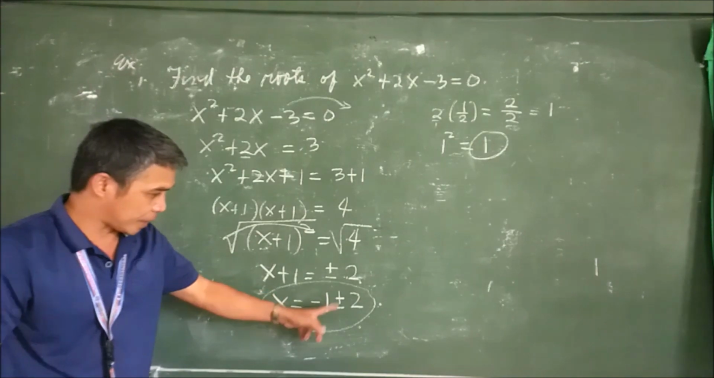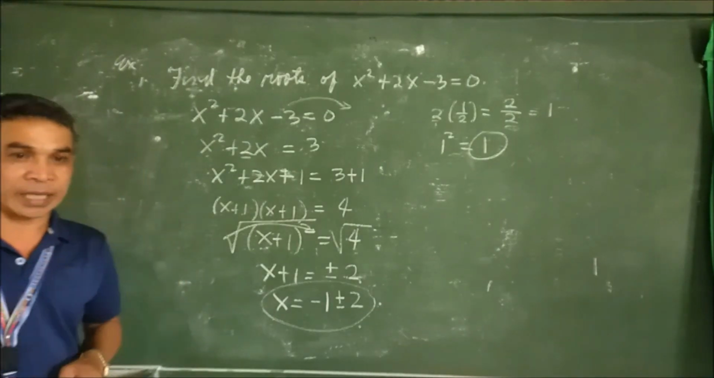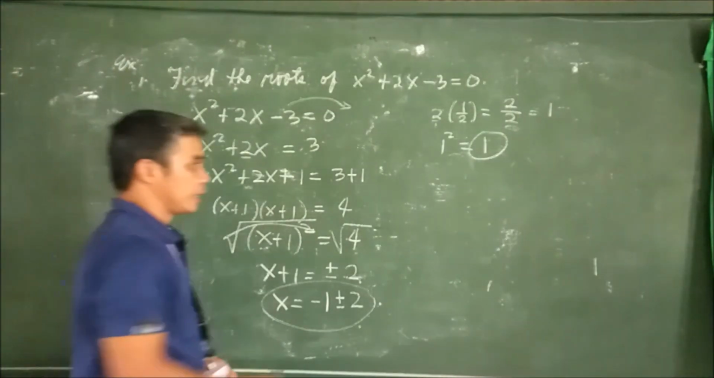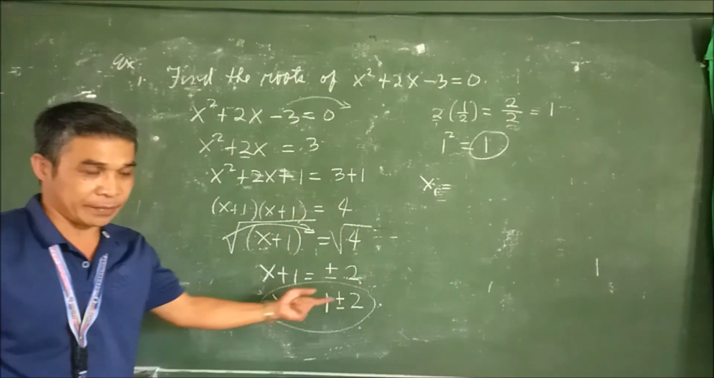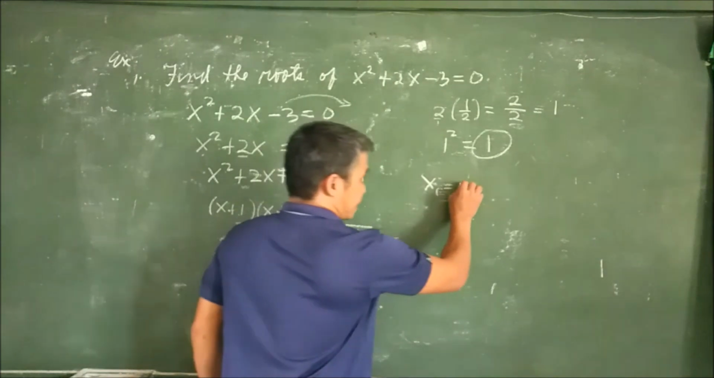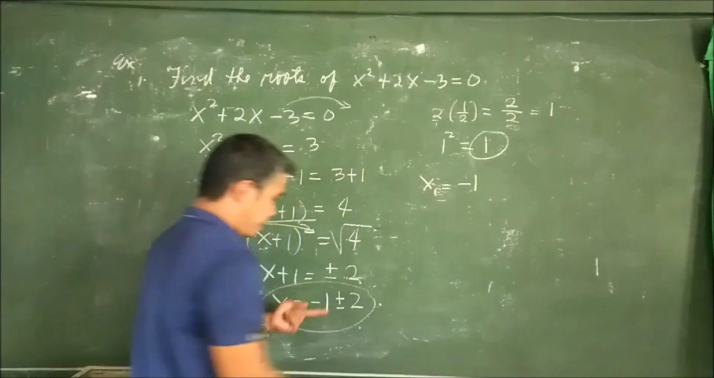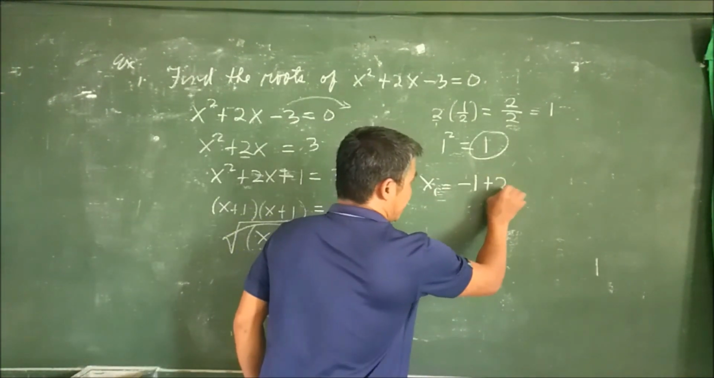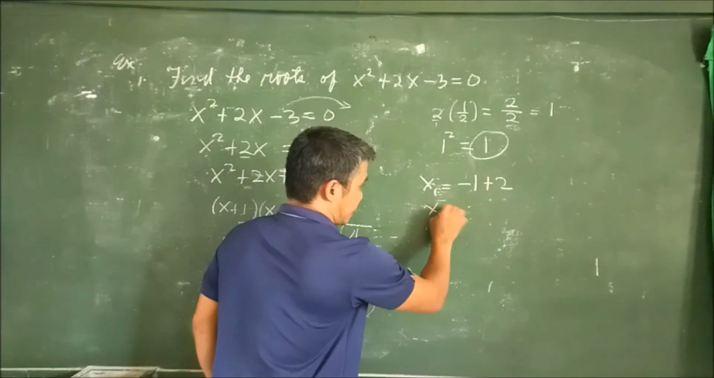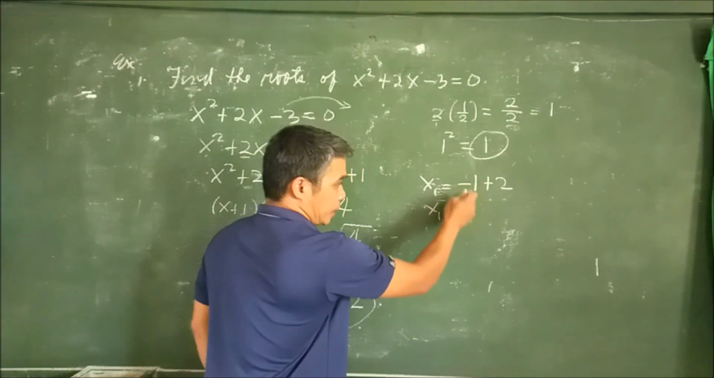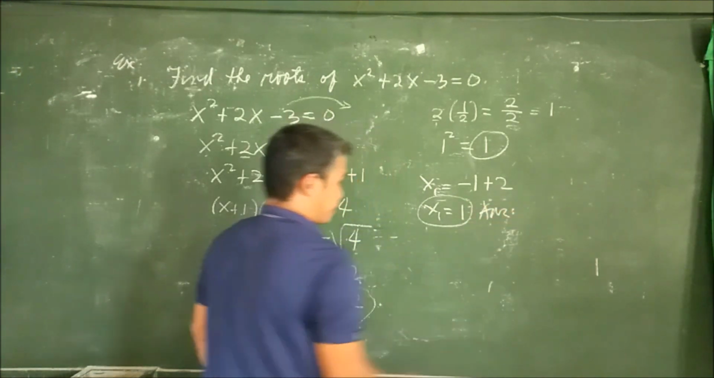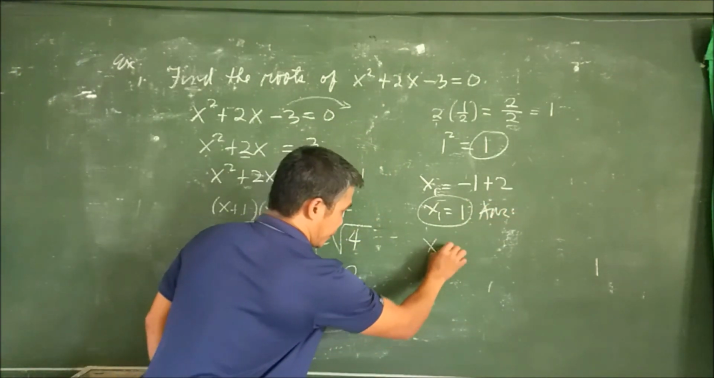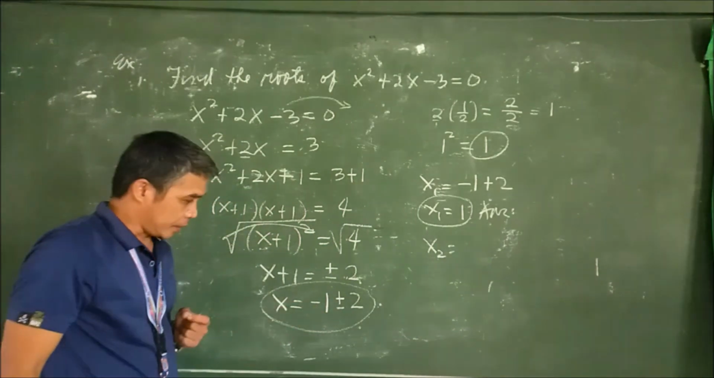Since meron pa tayong plus or minus dito, pwede nating hatiin yan. Meron tayong dalawang x. x sub 1 is equals to, gagamitin natin yung positive, that is negative 1 plus 2, then x sub 1 is equals to 2 minus 1 is equals to 1. Then another one is x sub 2, gagamitin natin yung negative.